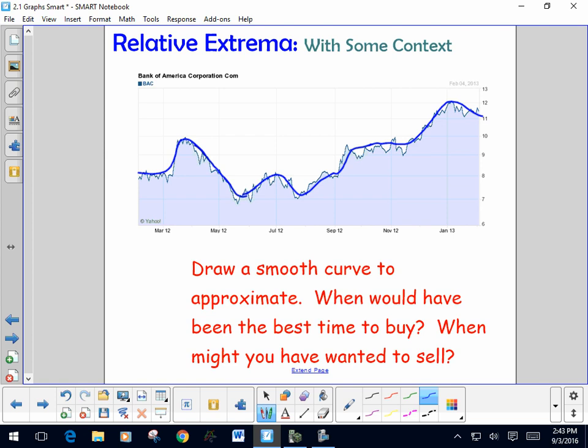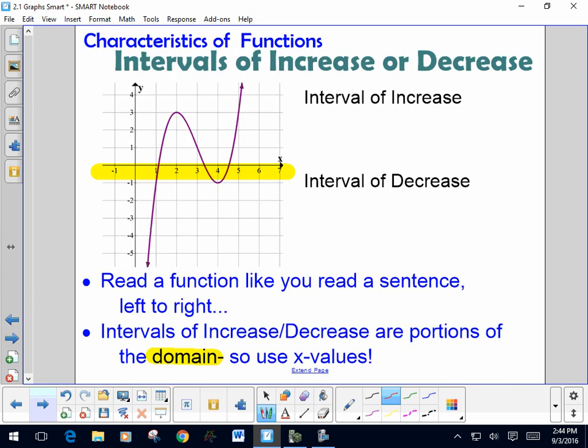So if you're looking at this stock graph, you might be asking yourself, when would have been a good time to buy this stock? Well, it would have been a great time to buy around June or around August of 2012. Both of those were relative minimum values. And if you had sold at one of these relative maxes, you could have potentially made money. So maybe January would have been the best time to sell. So that's just a little bit of context for relative mins and maxes.